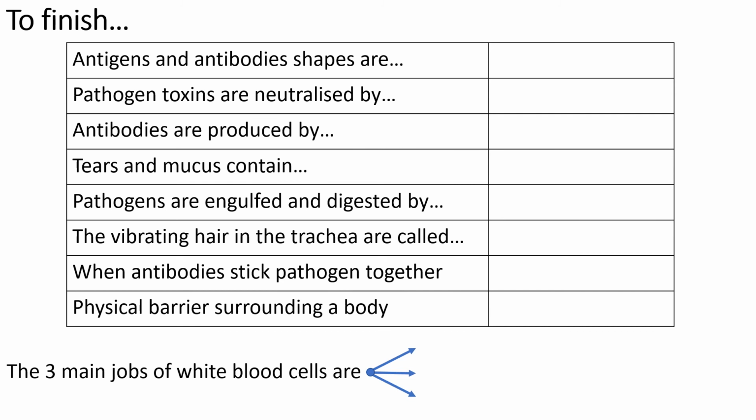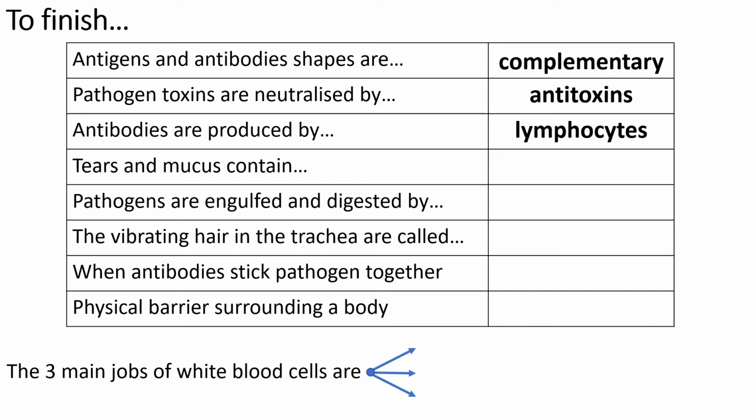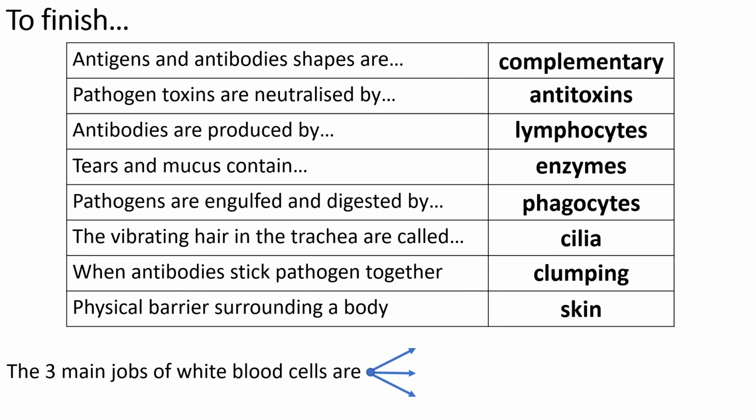So the first one is antigens and antibodies. The shapes are complementary. Pathogens, toxins are neutralized by antitoxins. Antibodies are produced by lymphocytes. Tears and mucus contain enzymes. Pathogens are engulfed and digested by phagocytes. The vibrating hair in the trachea are called cilia. The antibodies sticking together we call a process known as clumping. And of course, the physical barrier surrounding a body is the skin.